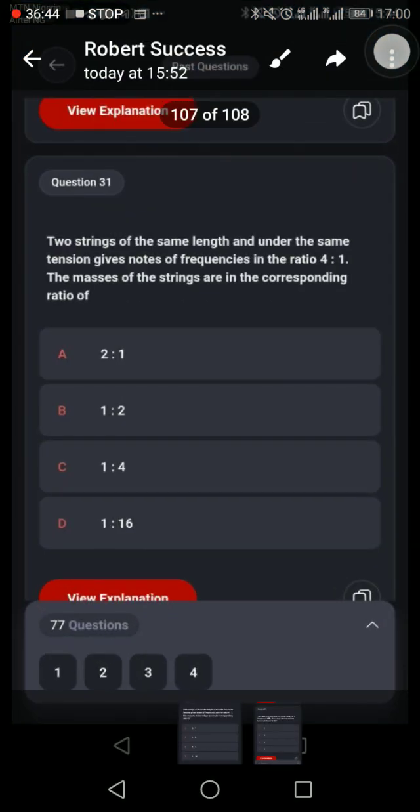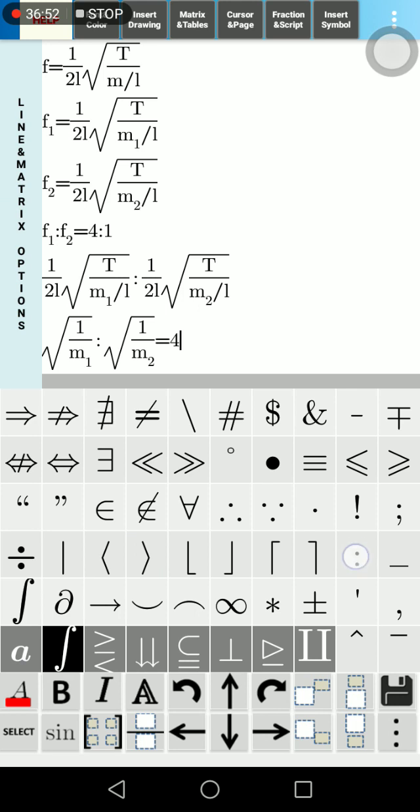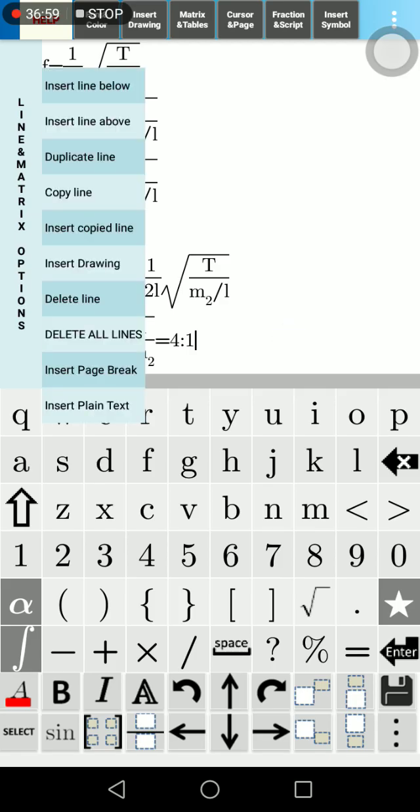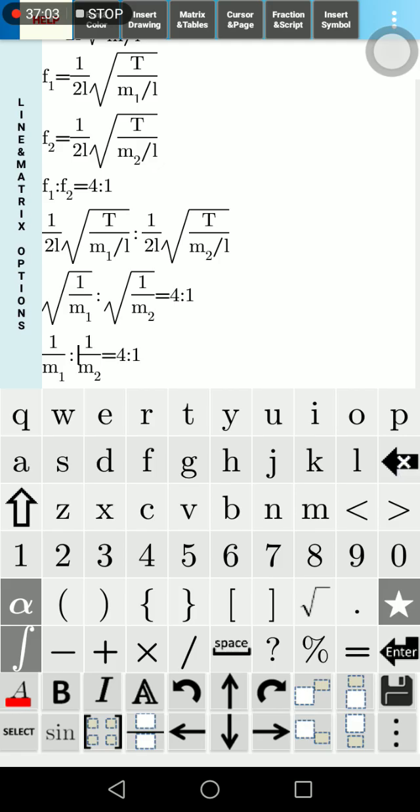Okay, it's 4 to 1. Alright, ratio is 4 to 1. So I can also cancel out the square root. Since the square root is common on both sides, I can cancel out that square root on both sides. So the square root is gone there, the square root is gone there. Do you get? Good.